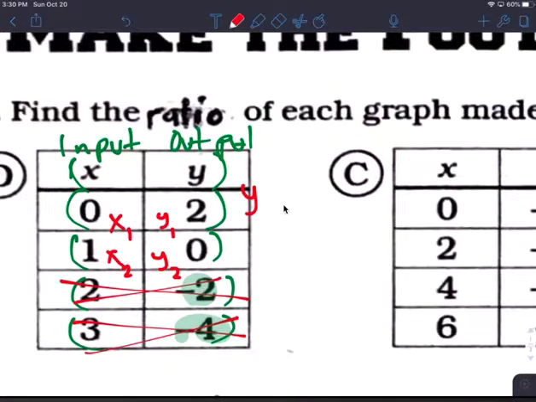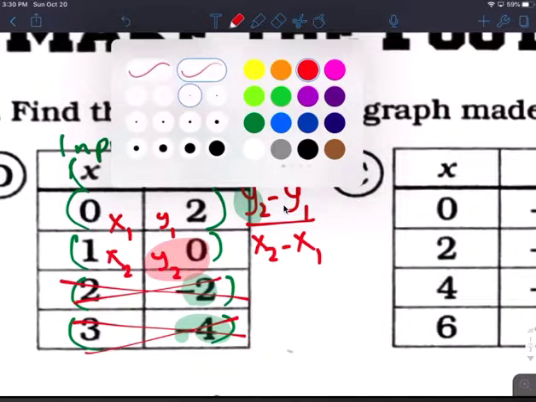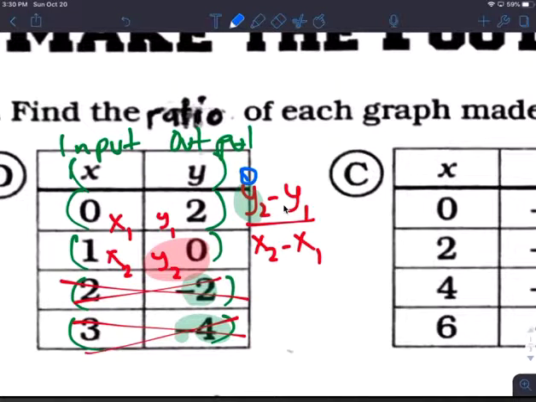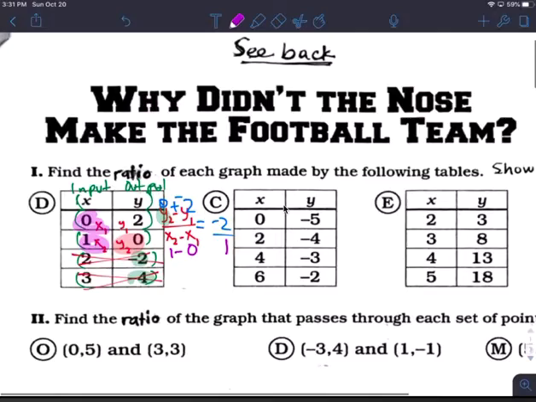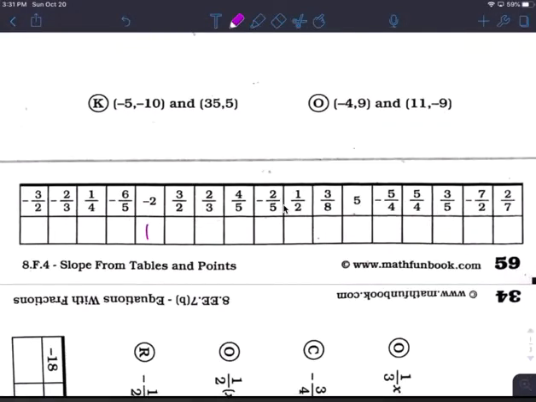So remember, the formula is Y sub 2 minus Y sub 1 over X sub 2 minus X sub 1. Y sub 2, okay, let's see what Y sub 2 is. 0. Y sub 1 is 2. So, 0 minus 2, additive inverse, negative 2, over X sub 2 is 1 minus 0, X sub 1. Okay, so the answer is just negative 2. Negative 2 is D. Right there, D.